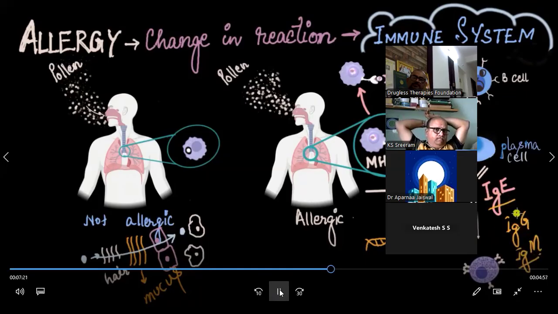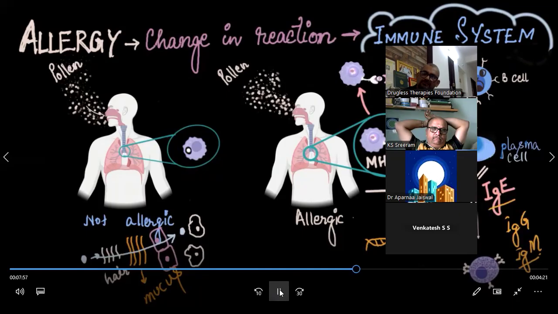I won't elaborate on it here, but these are antibodies produced against a specific type of foreign invader or antigen. Now here, IgE is produced only during an allergic reaction. What does this IgE do, and why is it so different? Well, the other immunoglobulins, which are produced by B cells through a plasma cell, go and bind to the foreign invader or the antigen directly.